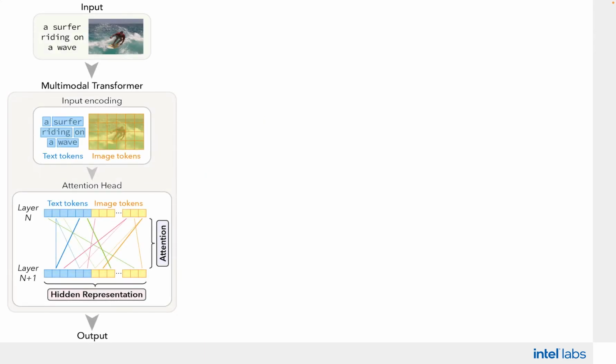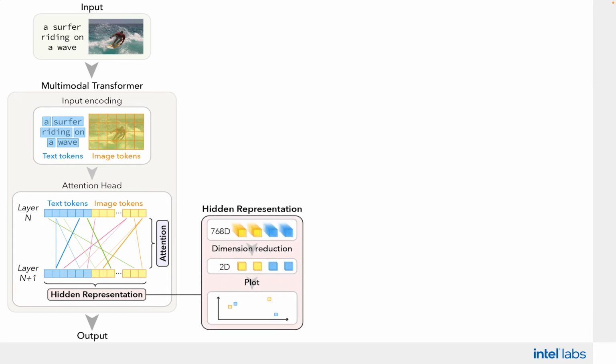As the encoded image and text tokens go through a transformer, we're interested in probing the attention heads, especially attention weights and hidden representations. For the hidden representations of tokens, we visualize the high-dimensional tokens as a 2D T-SNE plot for each layer. This plot shows interesting patterns in the distance and clustering among tokens.